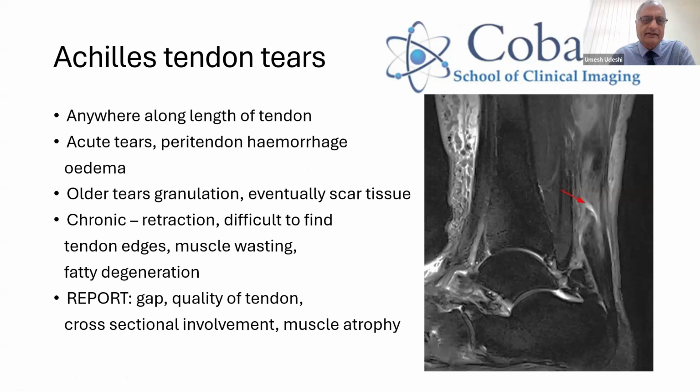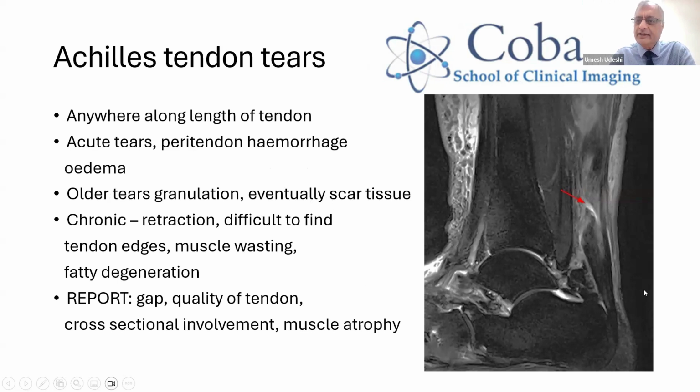Achilles tendon tears can occur anywhere along the length of the tendon. Acute tears will be shown as high signal fluid in the tear, and then peritendon hemorrhage and edema. Here's the tear in this mid Achilles tendon, but you can see the Achilles tendon was not normal. It was thickened, and there's degenerative increased signal here where the tear has occurred.